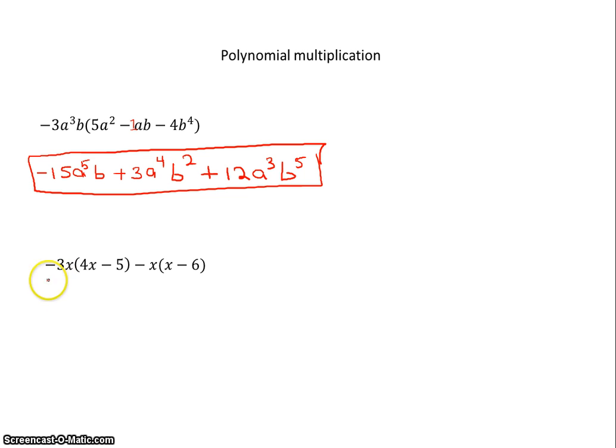This one I'm going to distribute first, and then I'm going to come back and do the combining like terms. So negative 3x times 4x is negative 12x squared. Negative 3 times negative 5 is plus 15. Don't forget the x. Negative x times x is negative x squared. Negative x times a negative 6 is a positive 6x. And if you want to look at it the other way, it's negative 1 times negative 6 is 6 with the x left over. Whatever makes more sense to you.